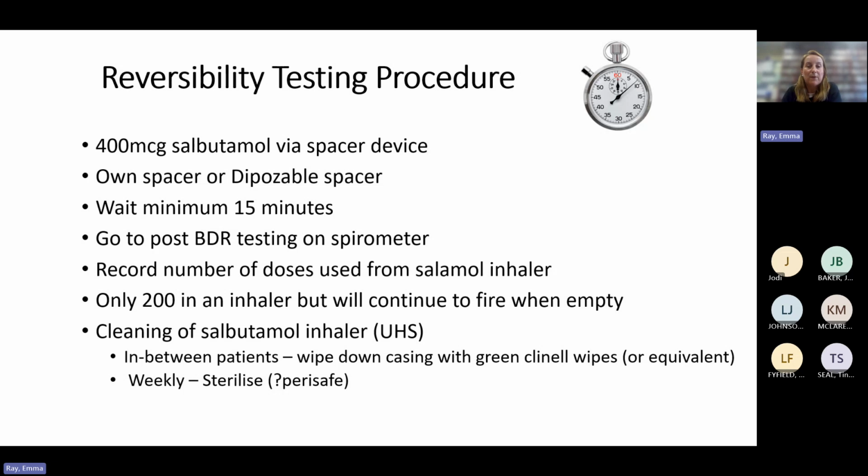Time the 15 minutes. And record the number of doses you've used in your salbutamol inhaler. So there's only 200 puffs in there.